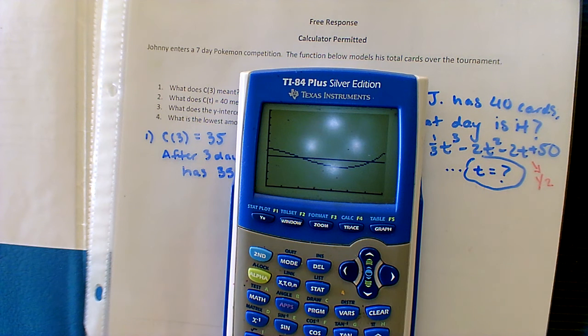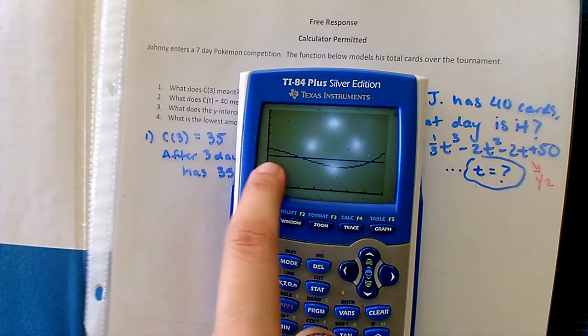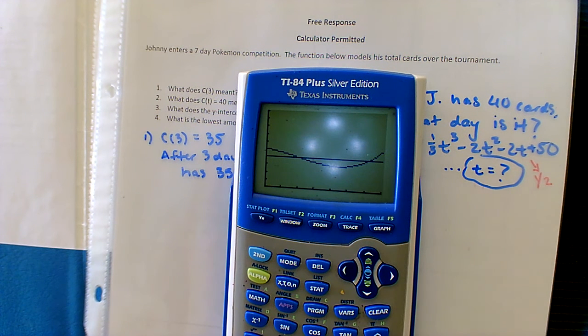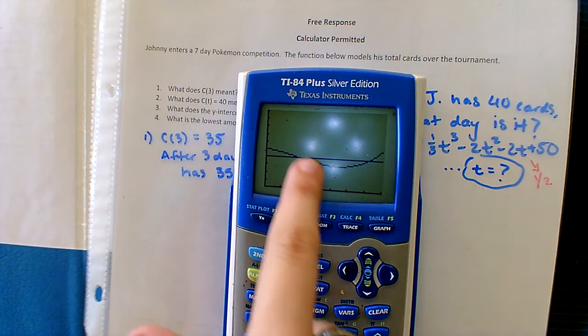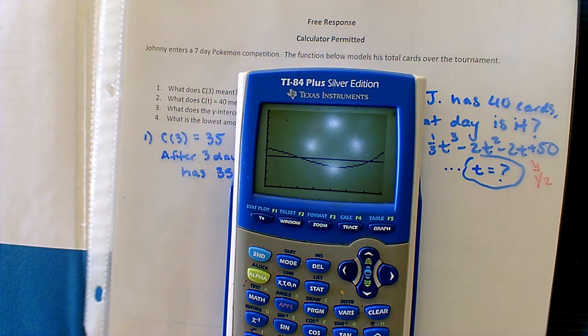Doesn't the graph now look a little better than what it did previously when you initially hit it? Okay, it's because we changed the window. It makes more sense for this problem. So on this picture, the flat straight line is the 40, a constant equation, whereas the curve is the equation with the t's in it.